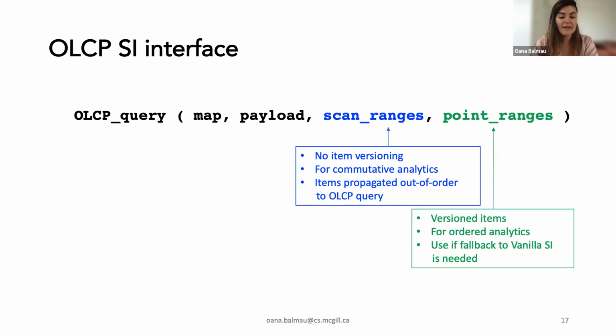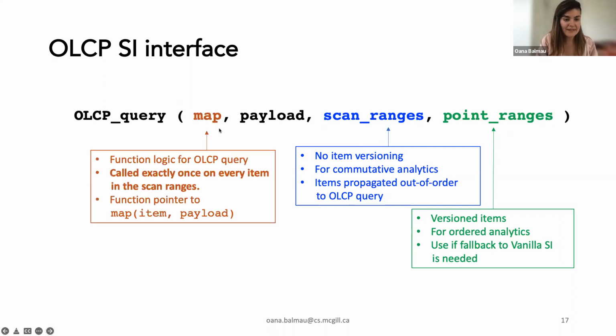However, if we need to see the items multiple times, or we need to guarantee a stricter ordering, we define a different range in the parameters for OLCP, which is basically used as a fallback to vanilla snapshot isolation if we need it. So this is for ordered analytics with versioned items, and the semantics would be similar to vanilla snapshot isolation. The third parameter here is the map function.